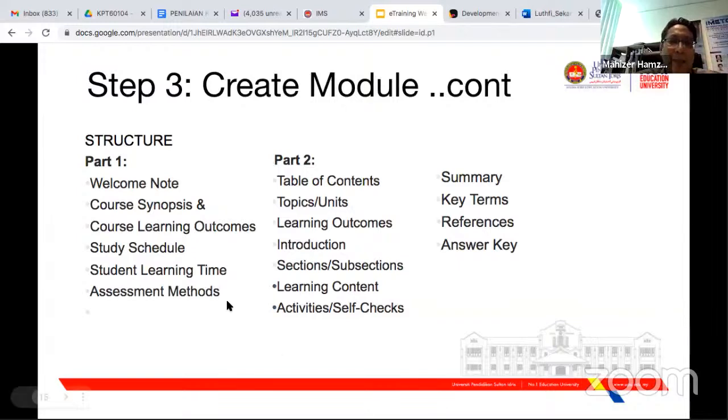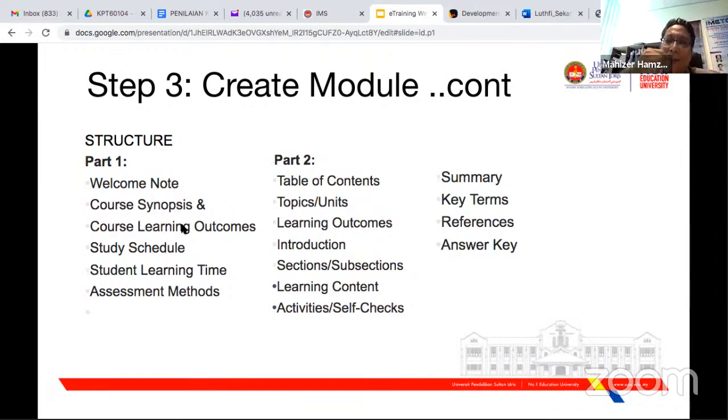Then student learning time: how long a student will take in each module. Usually in Malaysia we have student learning time, where one part is the lecture face to face with the lecturers, or synchronous with the lecturers, and another part is self study, based on study, based on project. And then the assessment method, how to assess. This is the introduction. Part 1 is more on the introduction of the whole module.